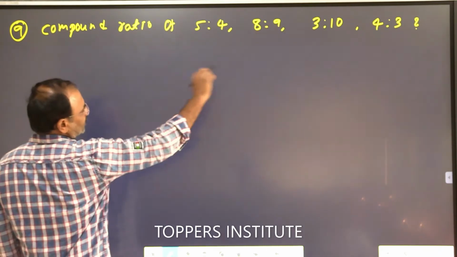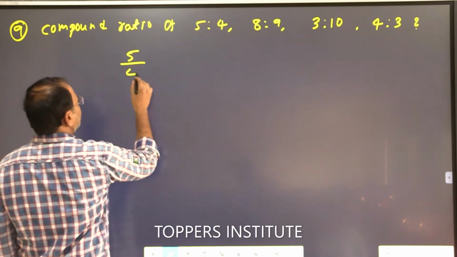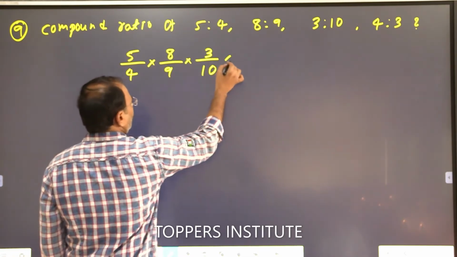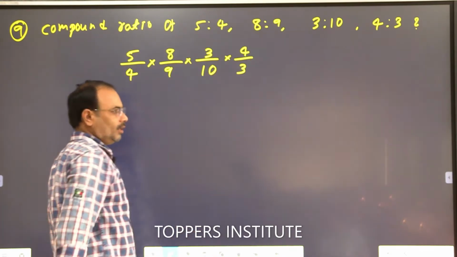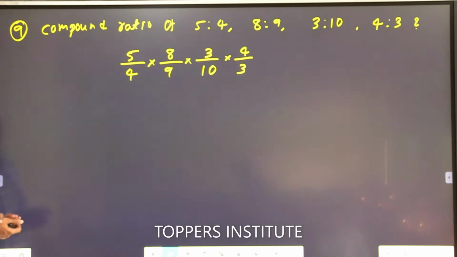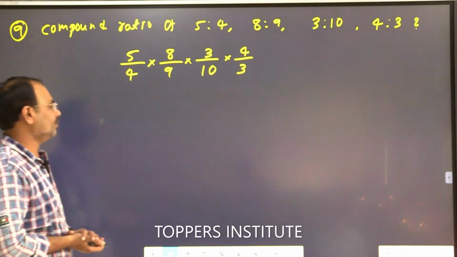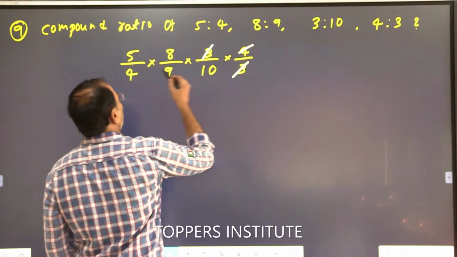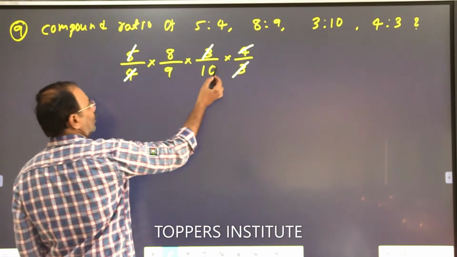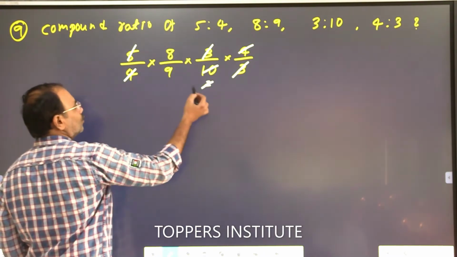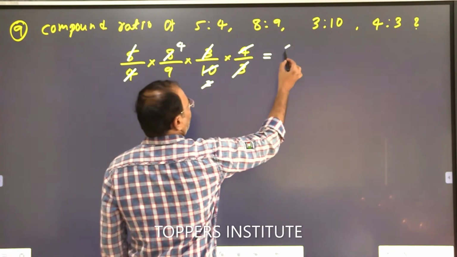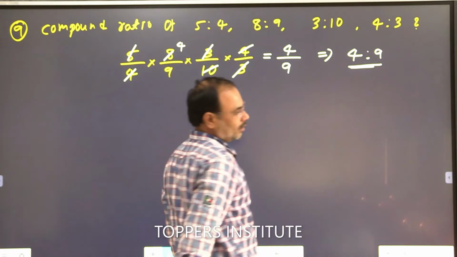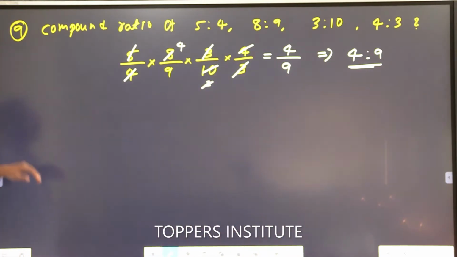So first you write these ratios in terms of fractions. 5:4 is 5/4, 8:9 is 8/9, 3:10 is 3/10, 4:3 is 4/3. Then you simplify and we get the compound ratio of the given ratios. 5/4 into 8/9 into 3/10 into 4/3. Simplify. Numerator and denominator can be cancelled. 3 gets cancelled, 4 gets cancelled. Next 5 ones are 5, 5 twos are 10. Next here 8 and 2, so 2 fours are 8. Then what is the remaining term? 4/9. This can be written as 4:9. So 4:9 is the compound ratio of the given ratios.